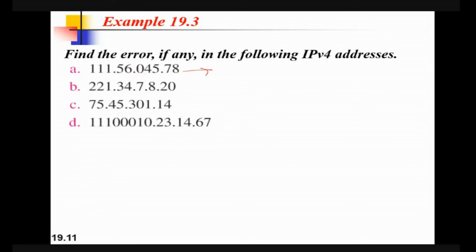What is this number? 111.56.045.78. This leading zero is not required. You should represent the numbers like 1, 2, 3, 4, 5, 6 up to 255. But you should not write 1 as 01 or 001. It should be a complete decimal number like 1. If you want to write 25, you should write it as 25, not as 025. Similarly, 45 should be written as 45 only, not as 045. So this is the error in this address: the leading 0, which is not required.